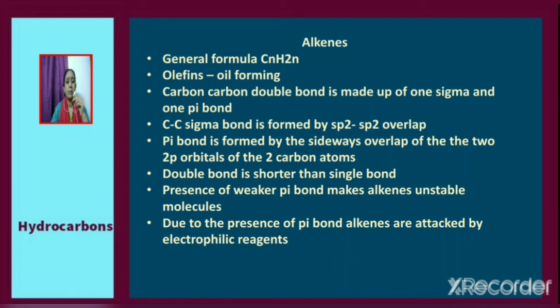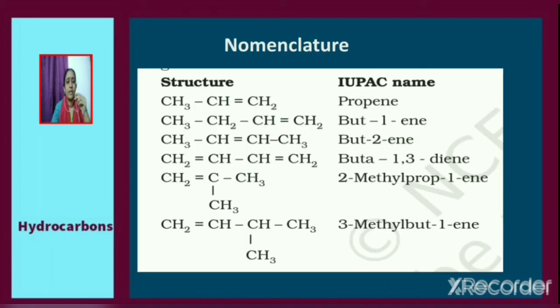We know that a double bond is shorter than a single bond. The presence of the weaker pi bond in alkenes makes them unstable molecules. So due to the presence of the pi bond, alkenes are attacked by electrophilic reagents. Next we shall learn about nomenclature.